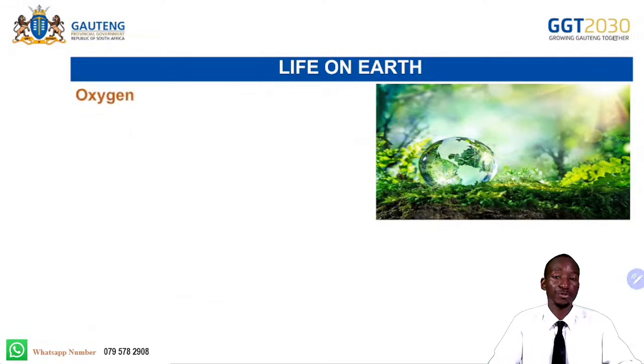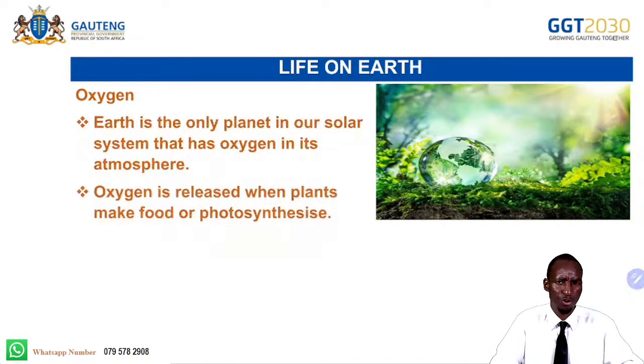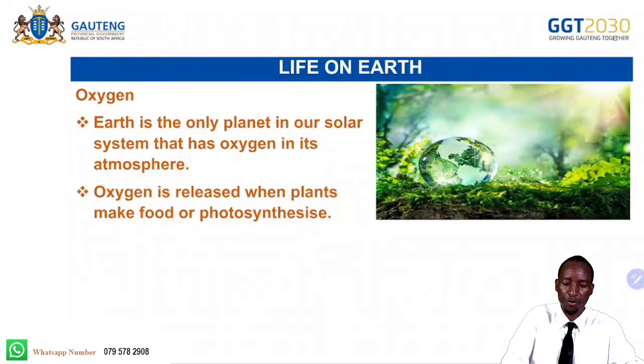Also, we have to know that for the plants to be able to survive, and also for them to be able to photosynthesize or make their own food, they need oxygen, and planet Earth has got enough oxygen. Actually, it is the only planet that provides oxygen, right? And this oxygen is released when plants make food or when plants photosynthesize.